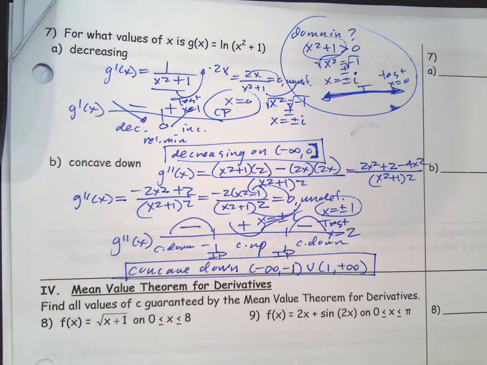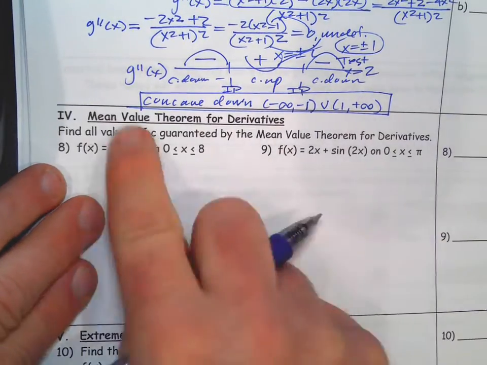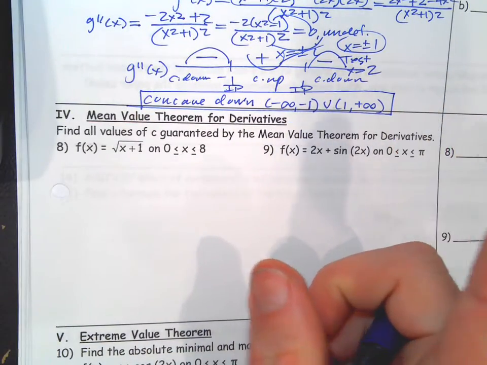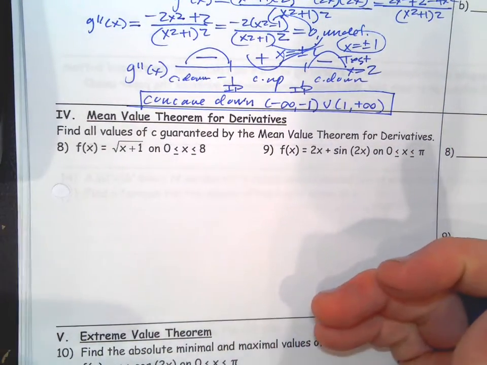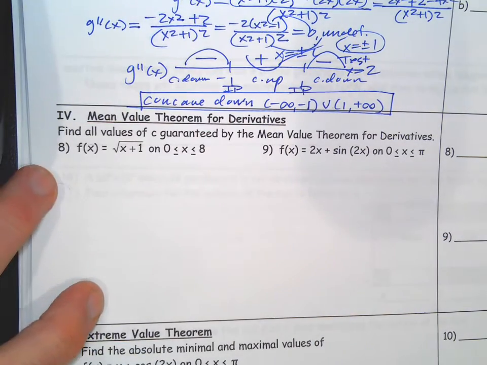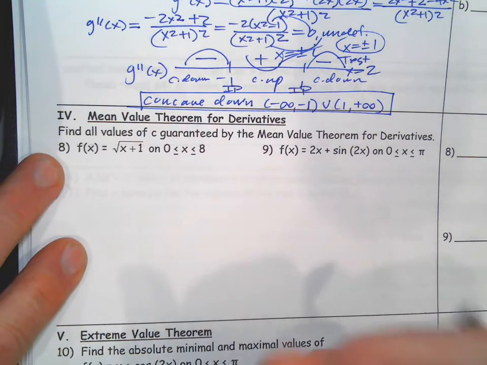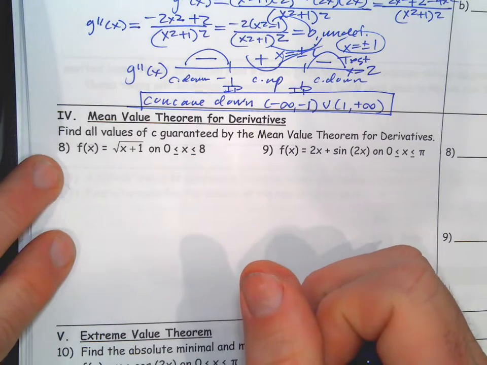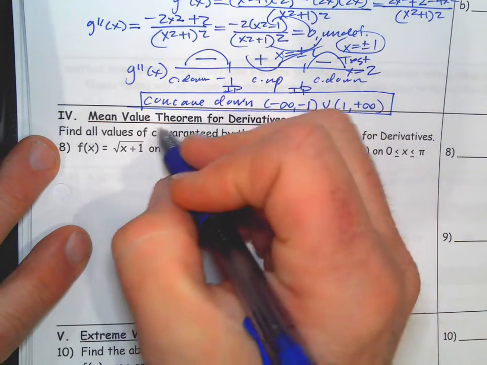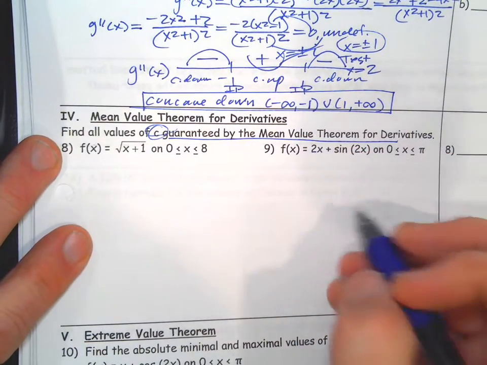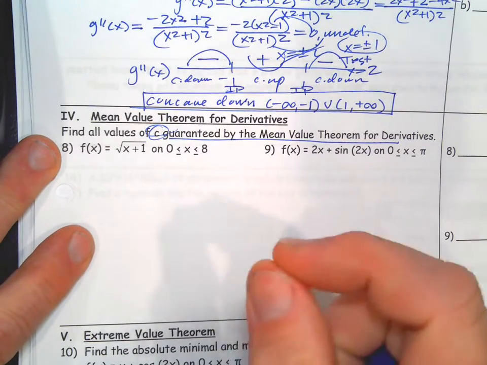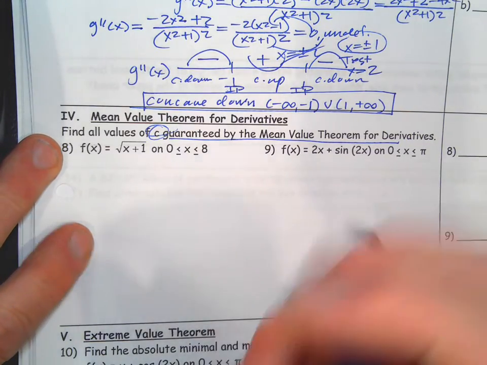So there you go. Hopefully getting really good at this stuff. Mean value theorem. So here's the new stuff. This is kind of like the one new thing that we haven't really been tested on. We kind of used it for average speed last semester. But we're trying to find the c values guaranteed by the mean value theorem. That's the place where the actual slope equals the average slope.